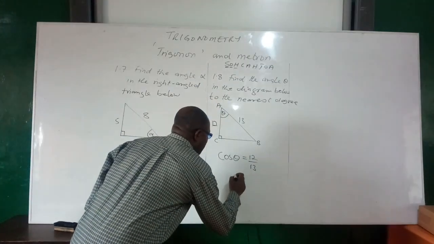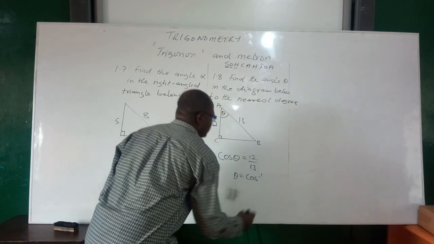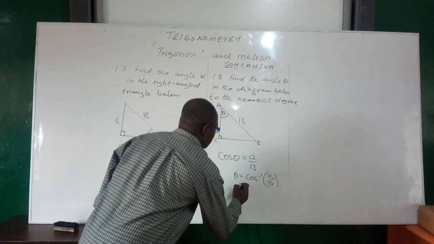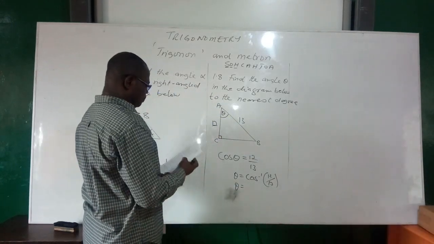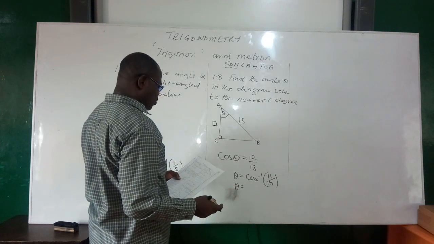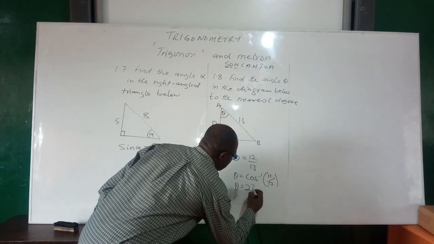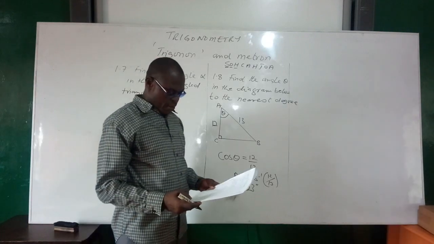Therefore, the angle theta is the cos inverse of the ratio 12 over 13. Theta is equal to cos inverse of 12 over 13. We'll have 23 degrees.